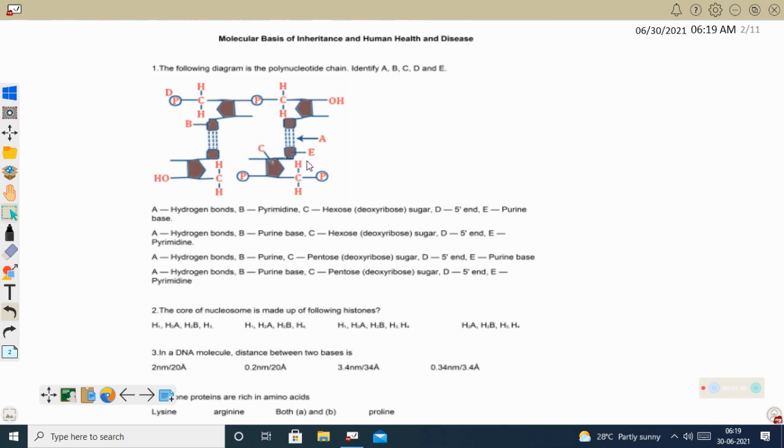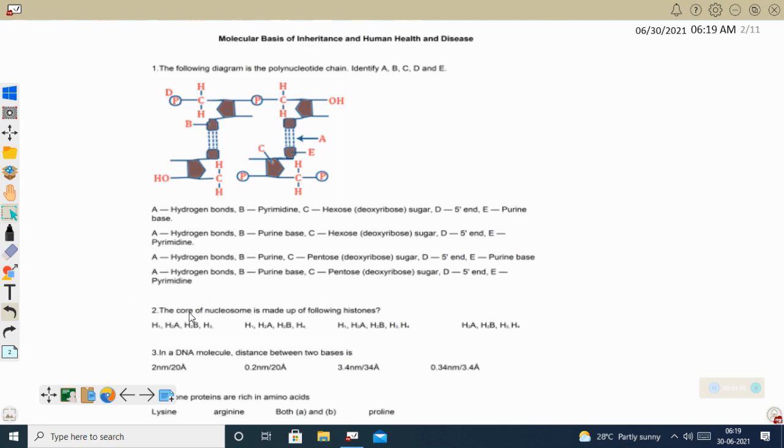Now we will see the answer options. A, hydrogen bond, correct. B, purine. C, pentose or deoxyribose sugar. Then D is 5' and E is purine base. Among the other options, B is pyrimidine, E is purine. B is purine, E is pyrimidine. Here also B is purine, E is pyrimidine. So here the correct option is C.